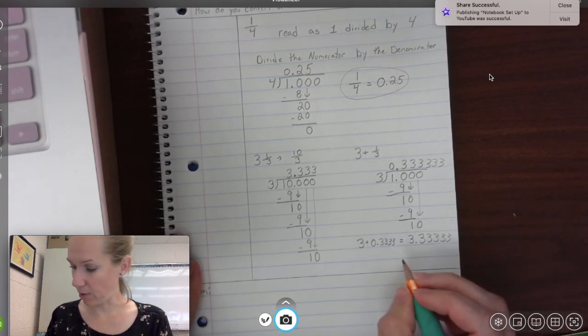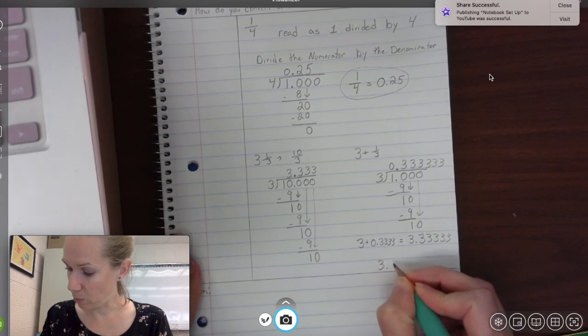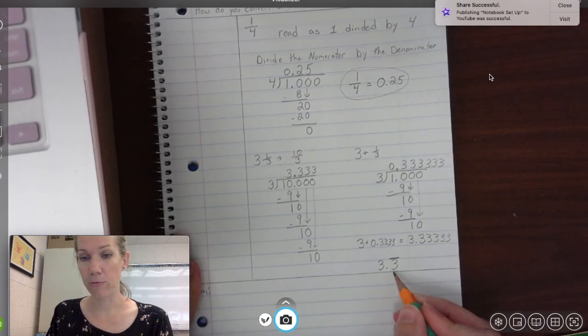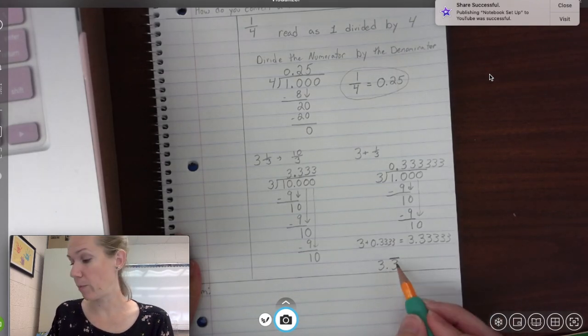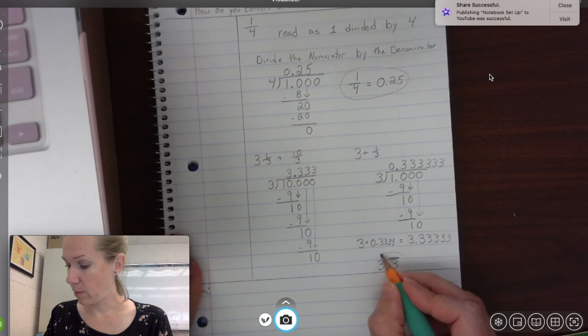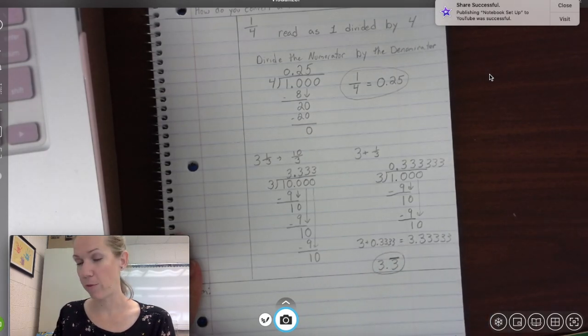Now to write that, instead of just writing on and on forever, you're going to write it as 3.3, and then we're going to use the over bar to let us know that that 3 is repeating. So hopefully you remember this symbol from last year. I'm going to go ahead and circle that, 3.3 repeating.